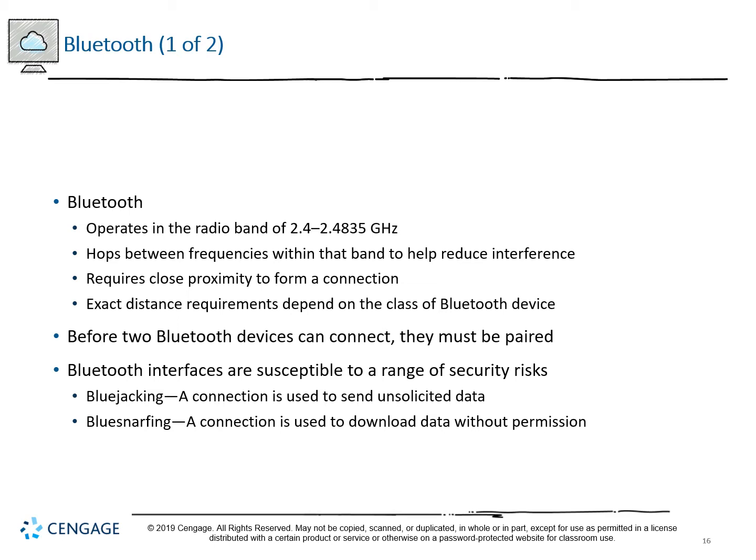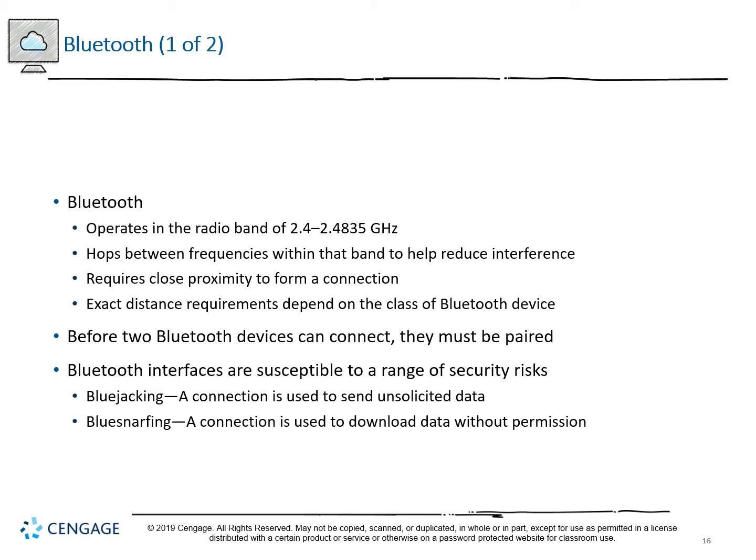The close proximity necessary to form a connection means that you have to be within a couple of feet to connect to a Bluetooth device, and maintaining signal strength depends on what class of Bluetooth you're using. Before Bluetooth devices can connect, they have to be paired, and there are sometimes what are called multi-point pairings that can be done, so just be aware of what type of pairing your device supports. Again, as always, read your documentation.